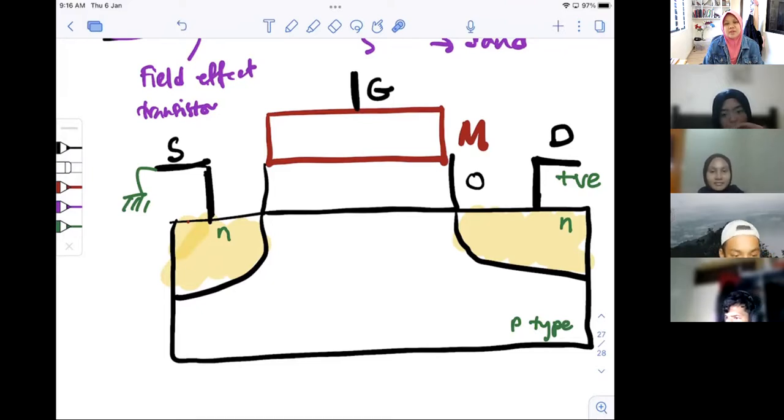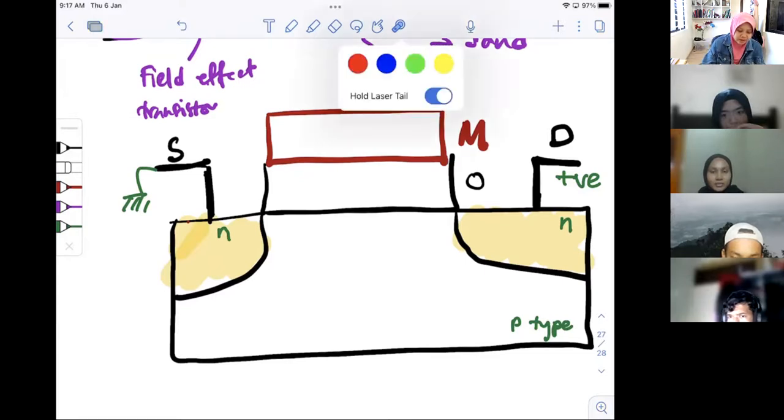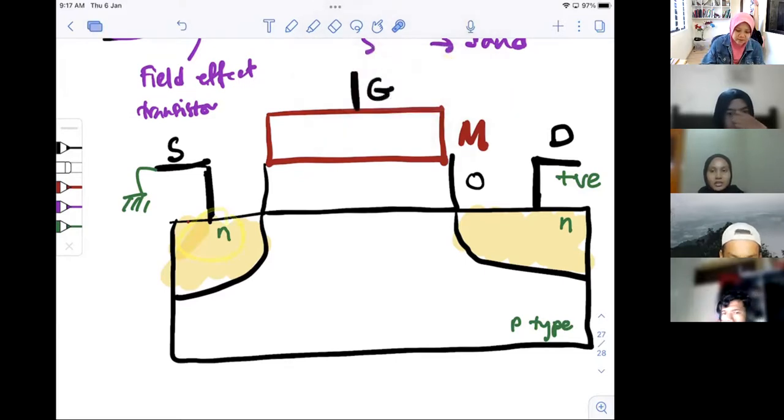I want you to think. When it is connected with the voltage, the electron from N will diffuse to P. Which N here? There are many N here. They hand at the source, the N that is connected with the drain.